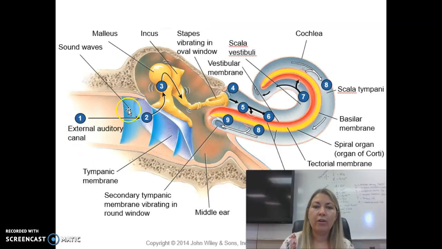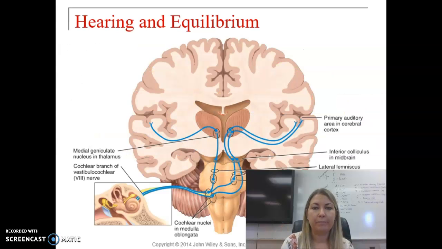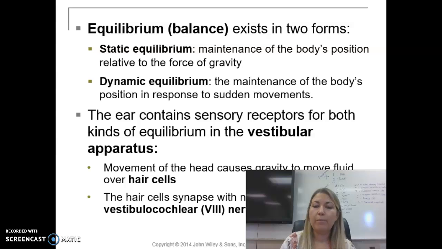So here we have just a diagram showing that whole process. Remember that this is actually a mechanical sensation because it's vibration, it's movement that is being felt all along the way. So equilibrium or balance is our last sensation, and it really exists in two forms.